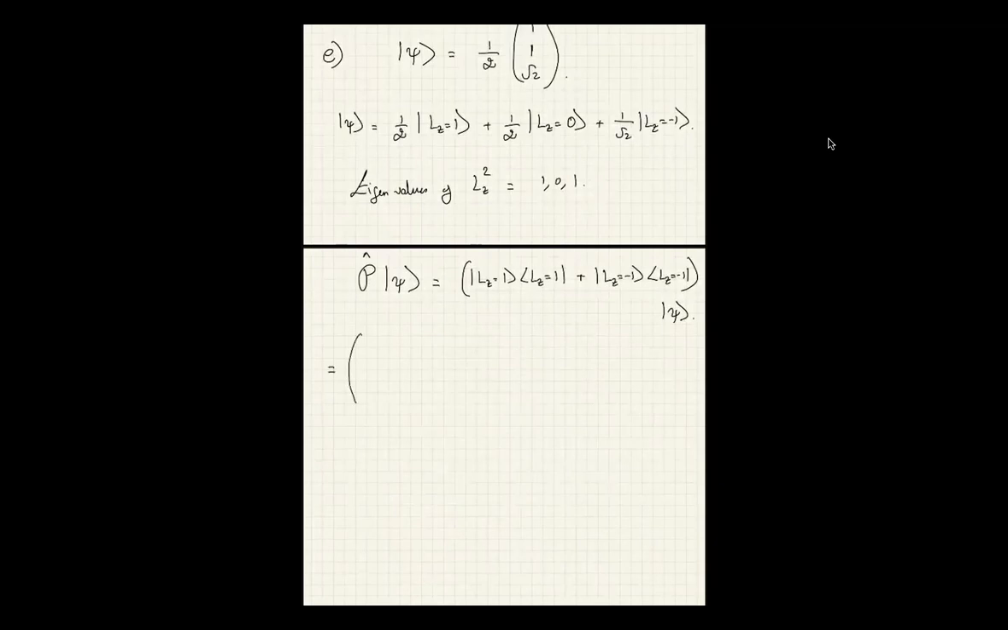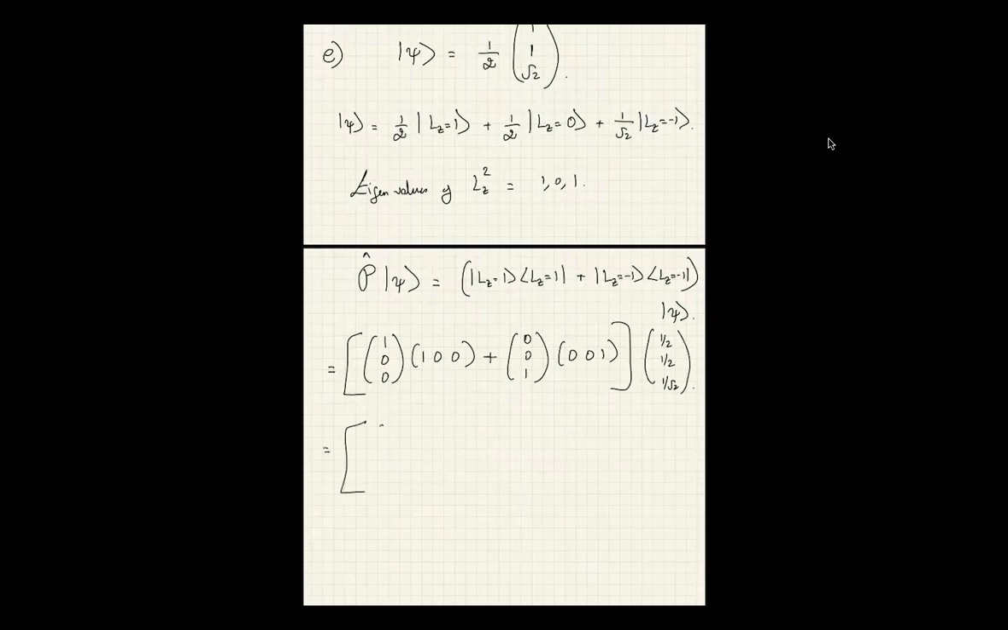This is basically the direct product of two vectors. Let me actually compute that explicitly. The LZ equal to 1 state is (1, 0, 0) times the row vector (1, 0, 0). LZ equal to minus 1 is the state (0, 0, 1) times the row vector (0, 0, 1), acting on psi, which is (1/2, 1/2, 1/√2). Okay, so let's compute this matrix. This is very easy to do because it's a whole bunch of zeros. This is also easy to do because everything is going to be zero except the last entry, acting on this.